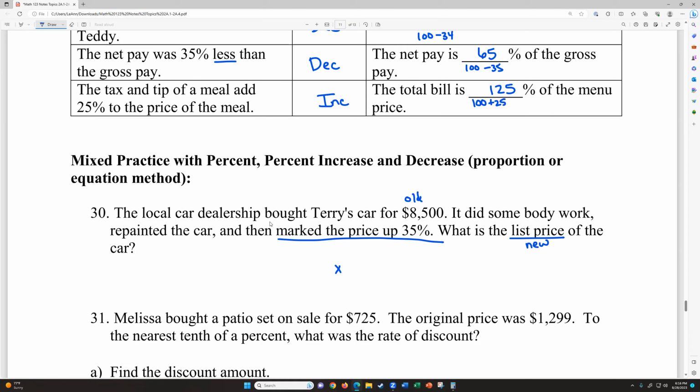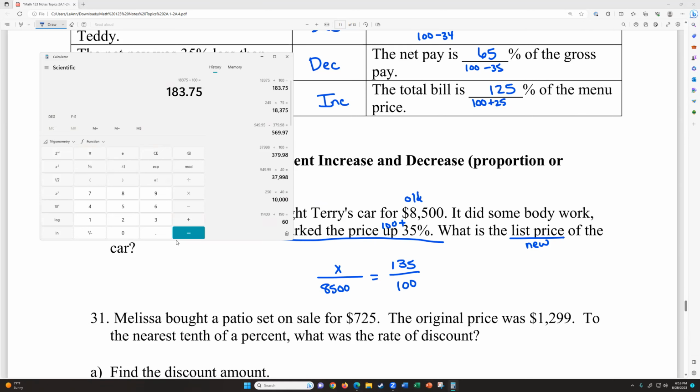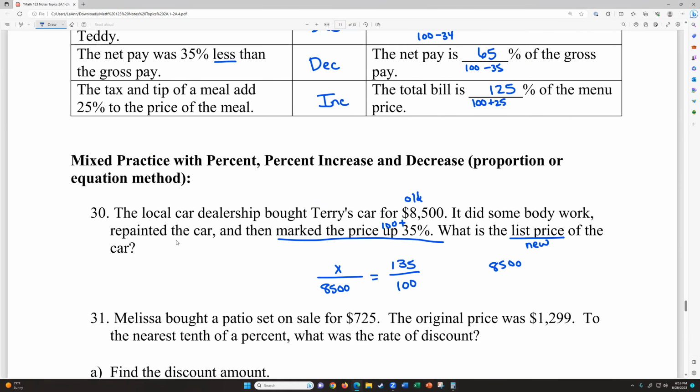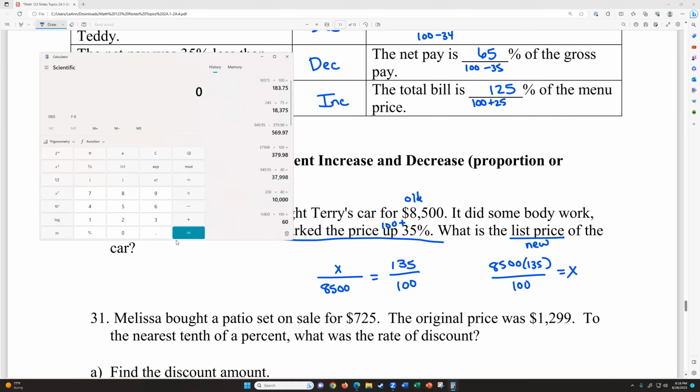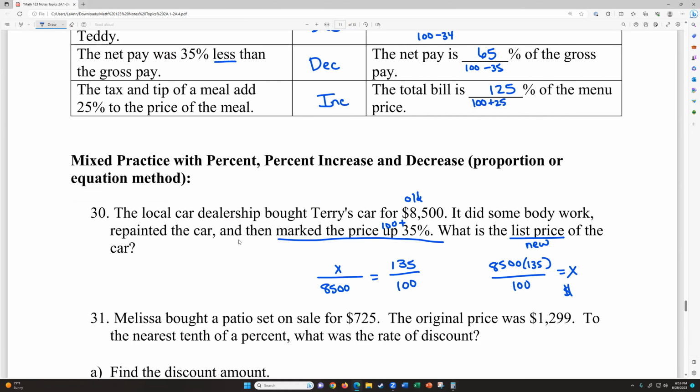So my new price, my sales price, I know what I bought it for, 8,500. The markup would be 135 over 100 because we're marking up, so 100 plus the 35. So we're going to multiply 8,500 times 135 and divide that by the 100 that would be next to the X. And when I do this, I actually think I got a nice even number here. So it's 11,475. So that's what they're going to try to sell the car for after they did some of the work and fixed it up.